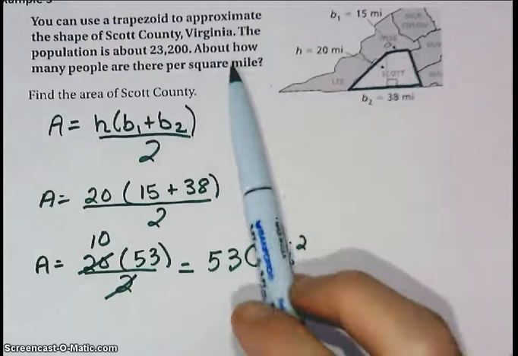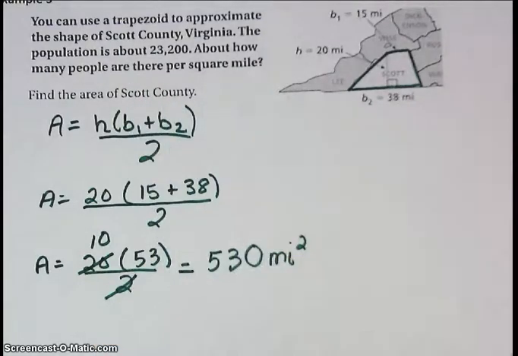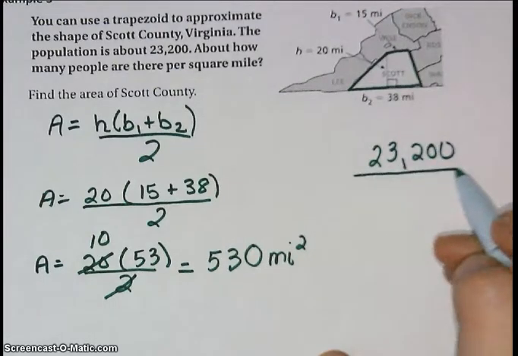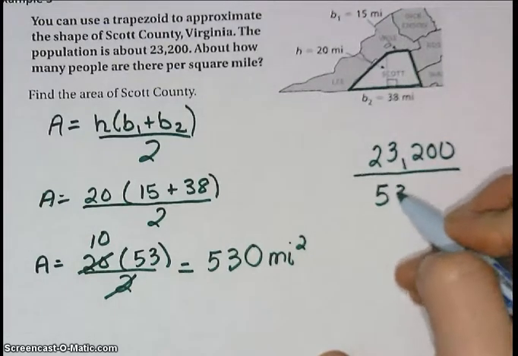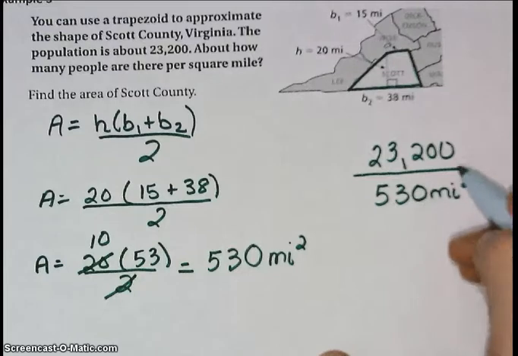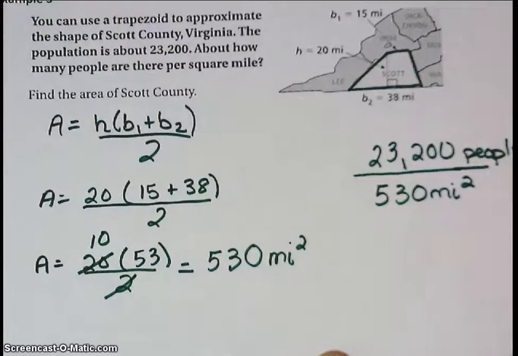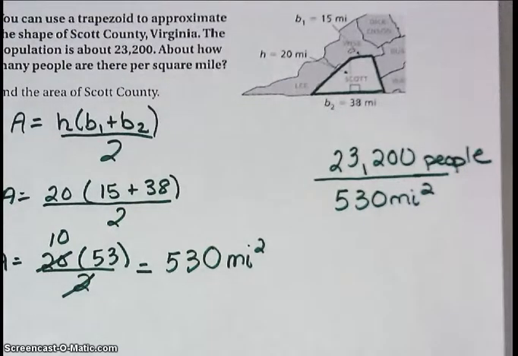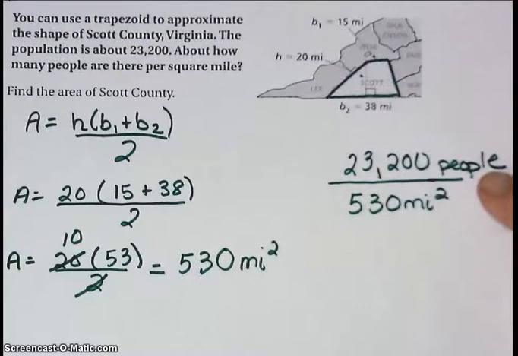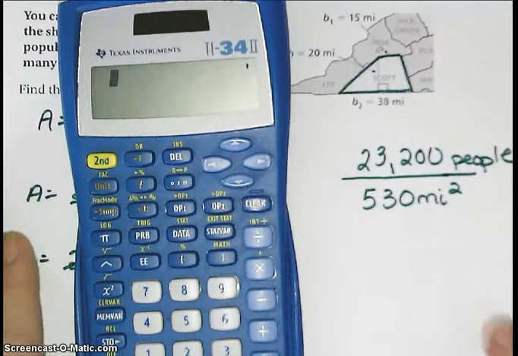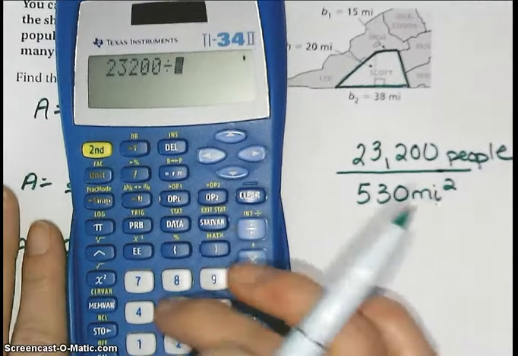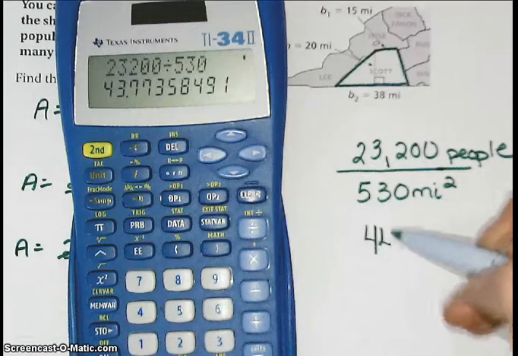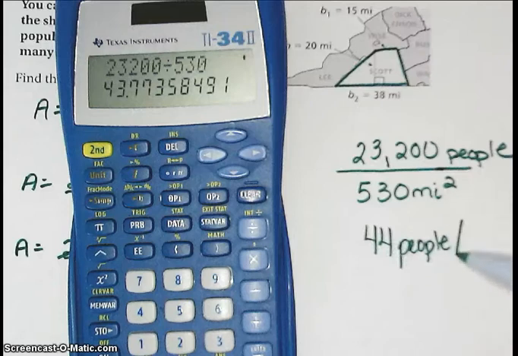Well, the question is about how many people are there per square mile? Well, I know that there are 23,200 people, and I want to see how many people per square mile. Okay, so I have 23,200 people all over 530 square miles. That is people per square mile. So all I have to do from here is plug this into my calculator to find out how many people I can get per square mile. So I can get approximately 44 people per square mile.